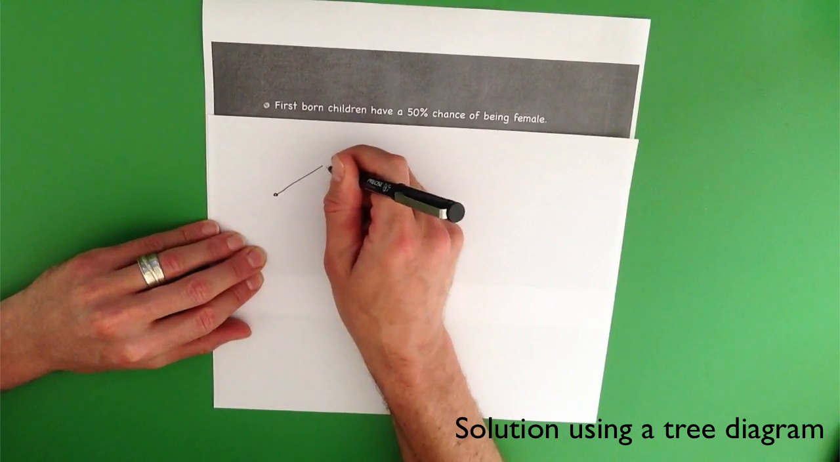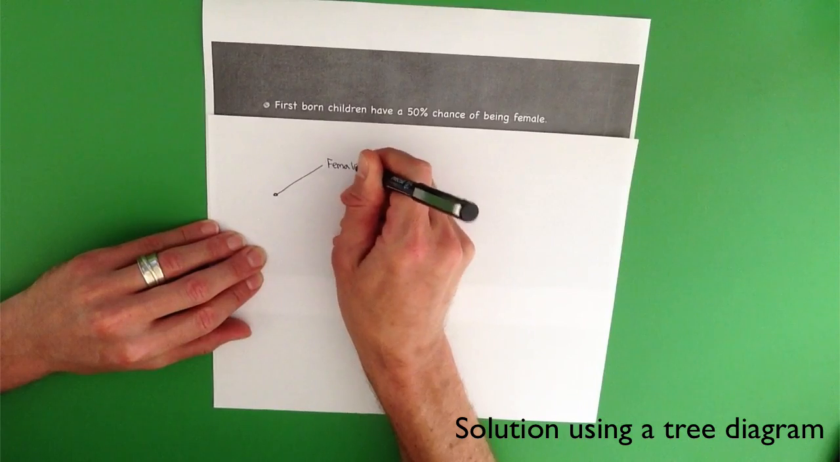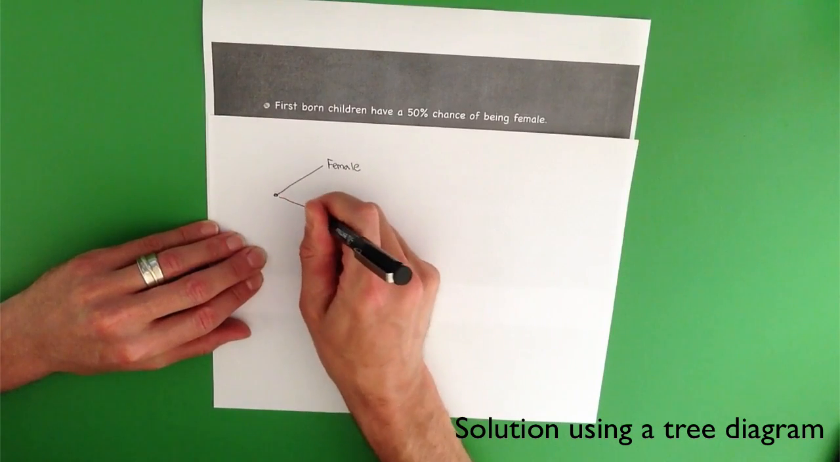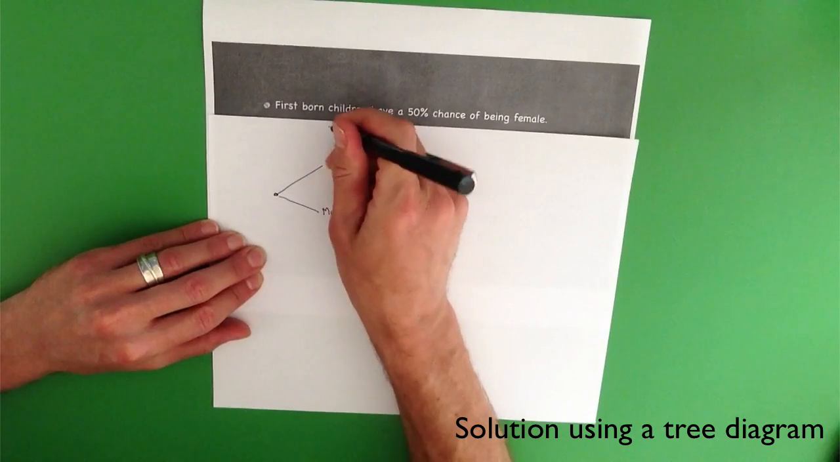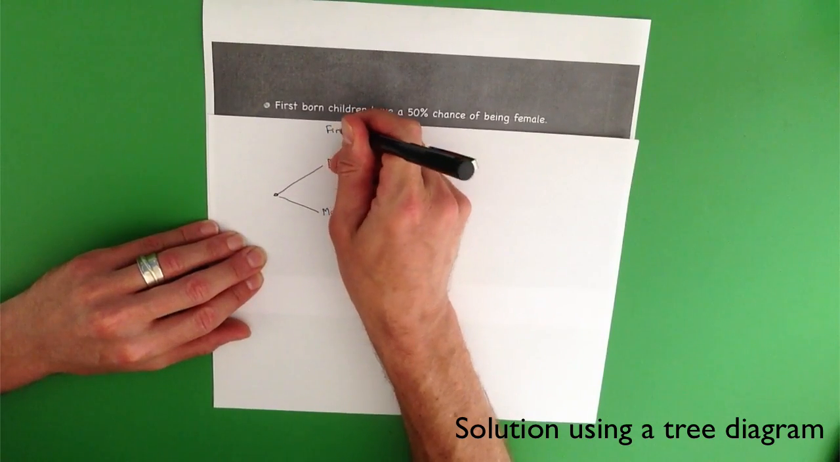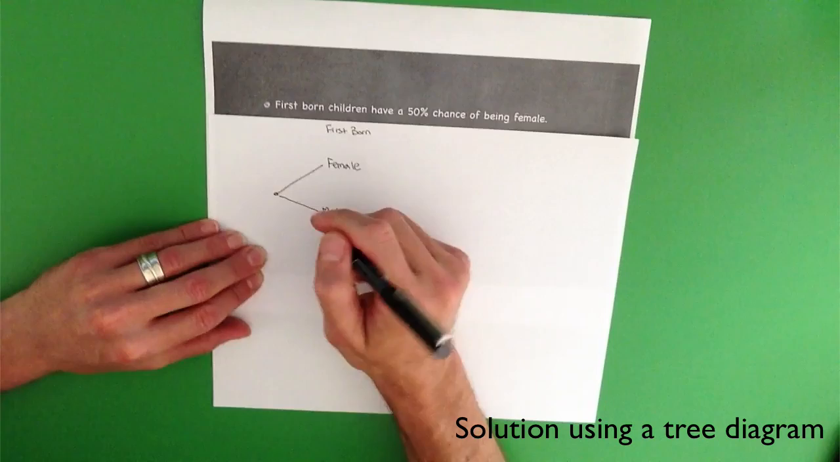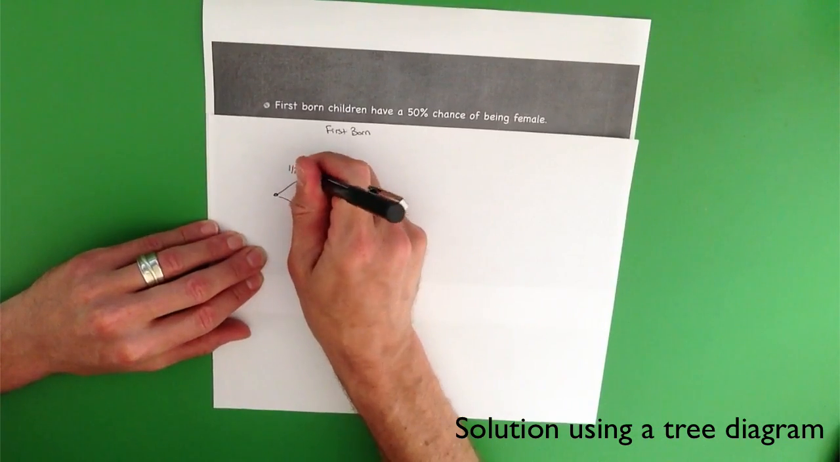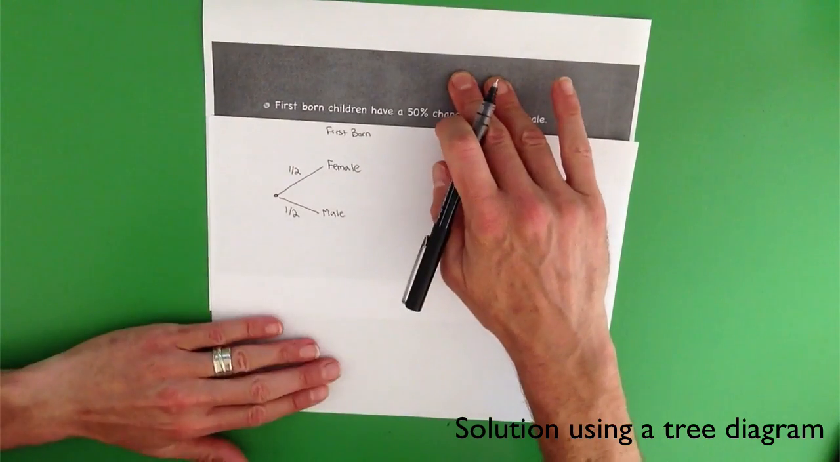So the firstborn child can either be female or the firstborn child can be male. And let's write firstborn up here. Each of those events happens with probability 1/2. What else are we given?